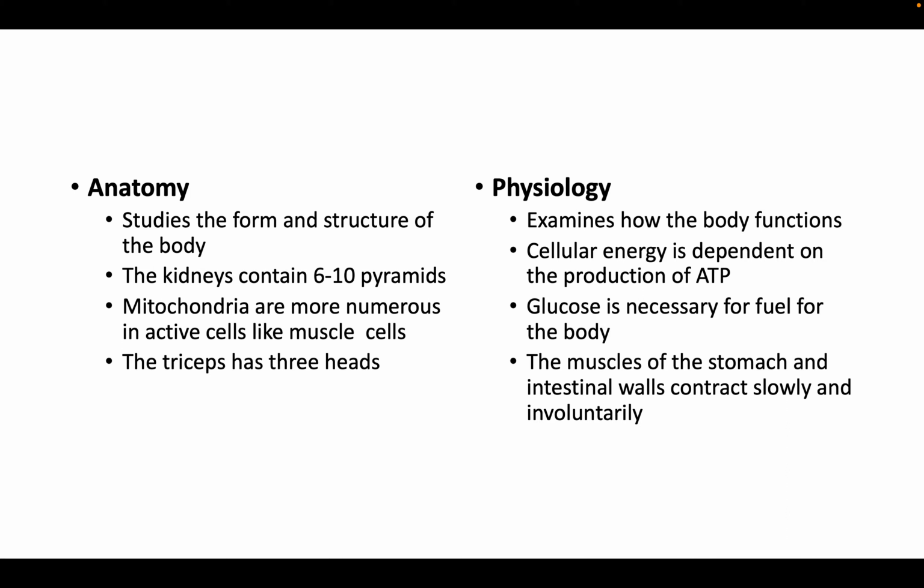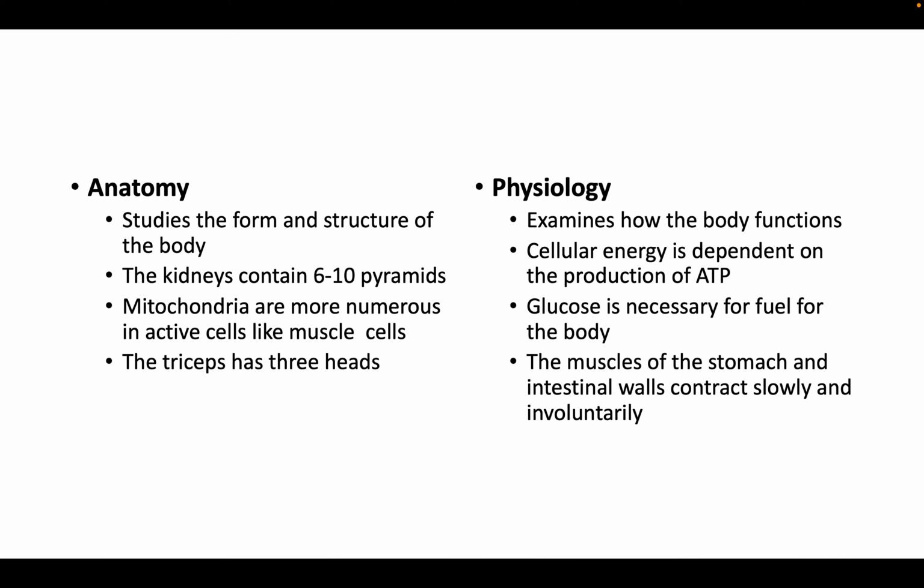If you were to pull the kidney out of the body, cut it open, and look at it, what would it look like? That's what we're talking about here, all right? Mitochondria are more numerous than muscle cells. Again, that's describing an anatomical quality of muscle cells. The triceps has 3 heads, so the term tri means 3. Ceps or cephalic refers to head, so the triceps on the back of our arm refers to the 3-headed muscle on the arm, right? All of these are describing the structure of something.